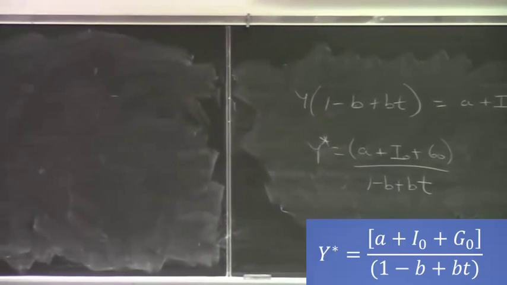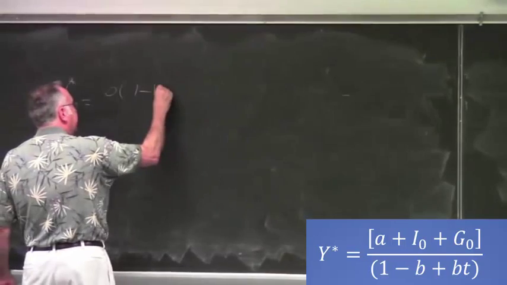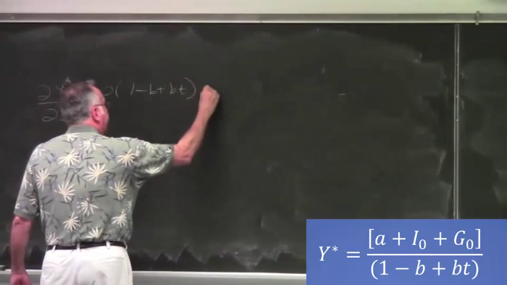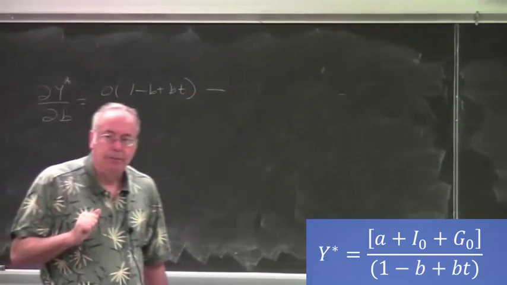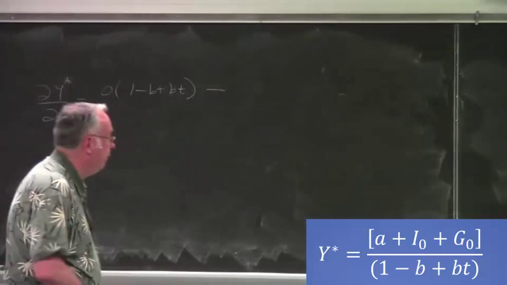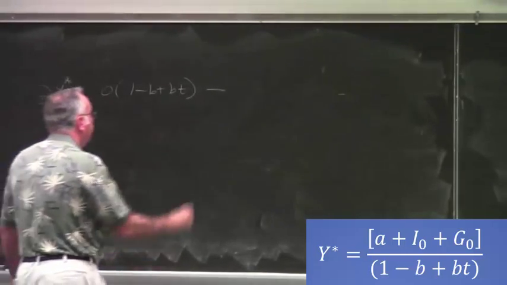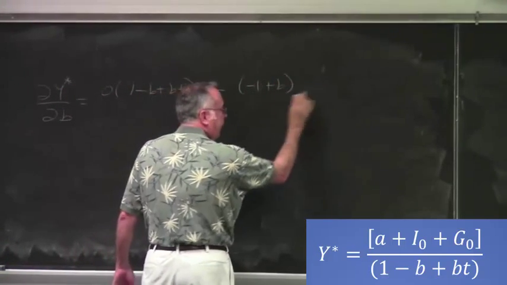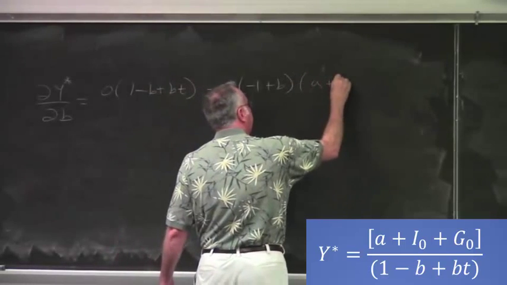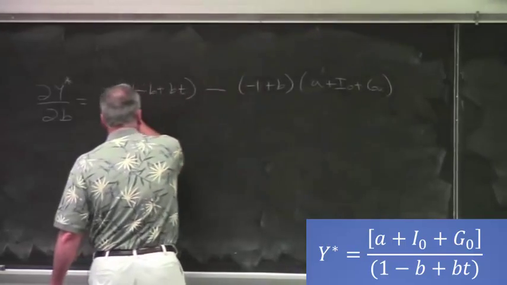So this is 0 times the denominator, 1 minus b plus bt, minus, what is the derivative of the denominator with respect to b? Negative 1 plus t. Exactly right. Okay. Times the numerator, a plus I plus g, over the denominator squared.